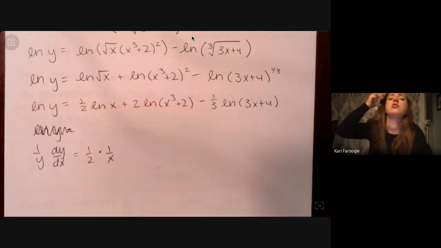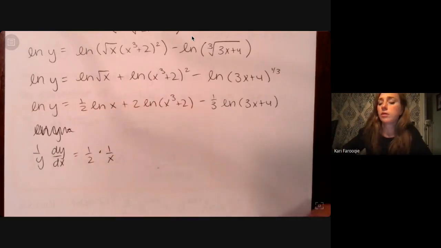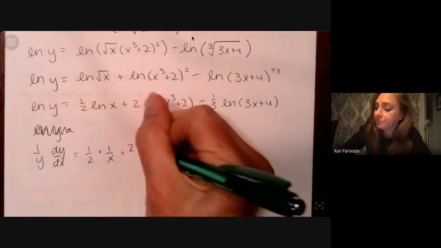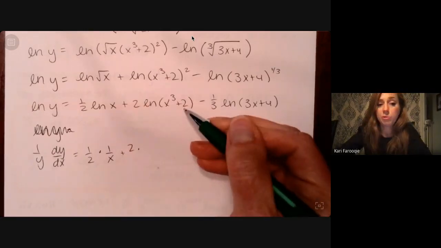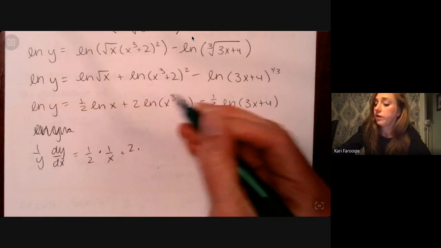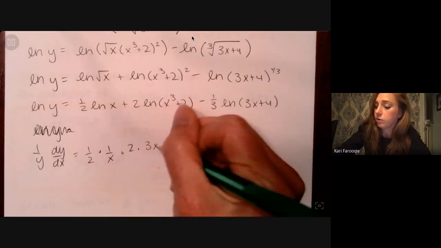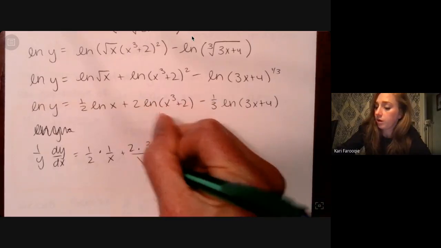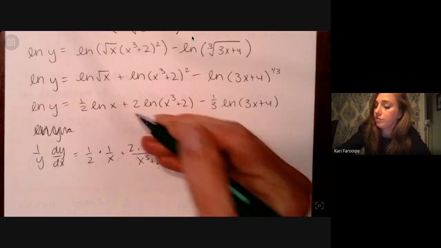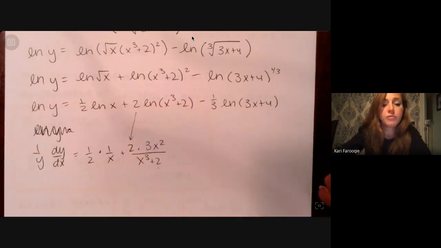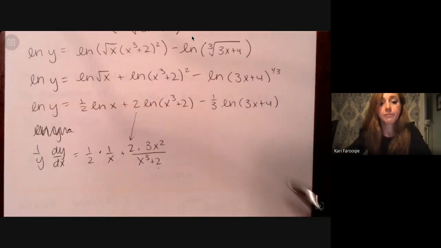Okay, 1 over y dy dx is 1/2 times 1 over x. So the derivative of the natural log of x is 1 over x. And then we'll do u prime over u. So the derivative of x cubed plus 2 is 3x squared. And then we'll divide that by x cubed plus 2. And this 2 is just from the constant multiple. So whether you want it in front of the fraction or in the numerator, it doesn't matter, you pick.